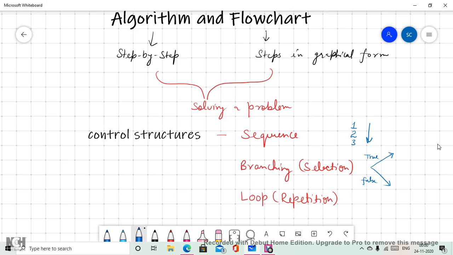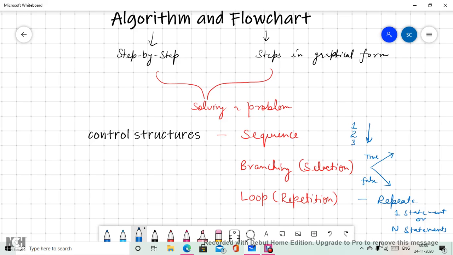Then when you have to repeat something, and repetition is for either one statement or for n number of statements. That means whenever we need to repeat the same thing again and again, then we keep that particular thing in the loop control structure, right?